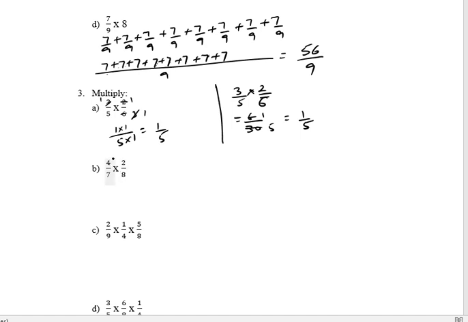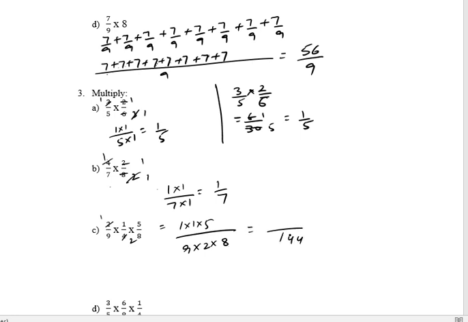Now in this case 4 ones are 4, 4 twos are 8, 2 ones are 2 and 2 ones are 2. So at denominator we have 7 and 1 and numerator 1 into 1. So it will be 1 into 1 upon 7 into 1 equals to 1 upon 7. Now in this case, 2 ones are 2 and 2 twos are 4, nothing else. So upper number is 1 into 1 into 5 and at the bottom we have 9 into 2 into 8. 8 twos are 16, 16 nines are 144 and 5.